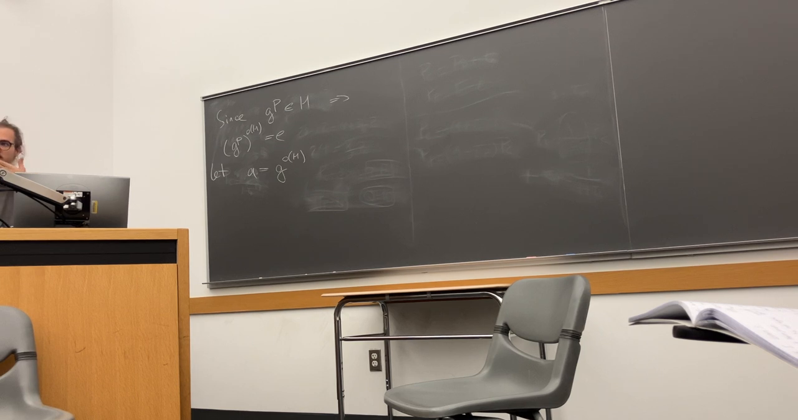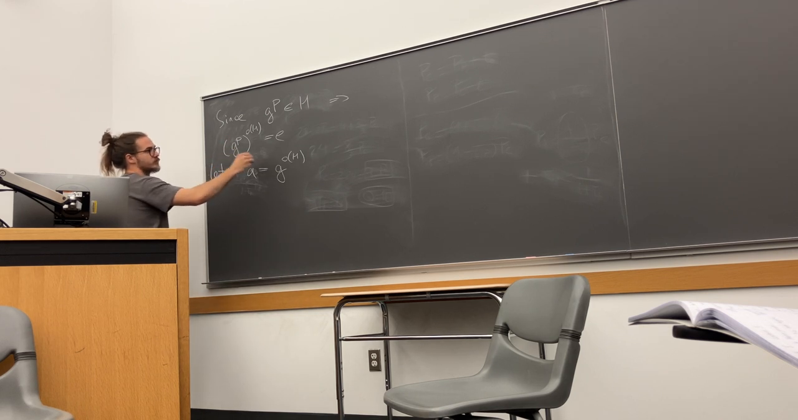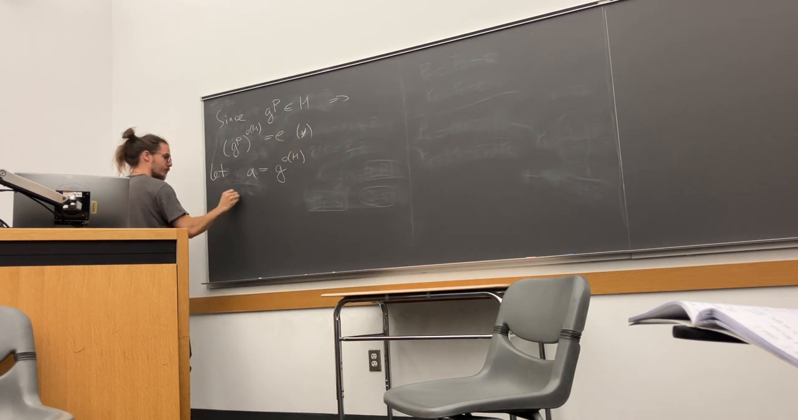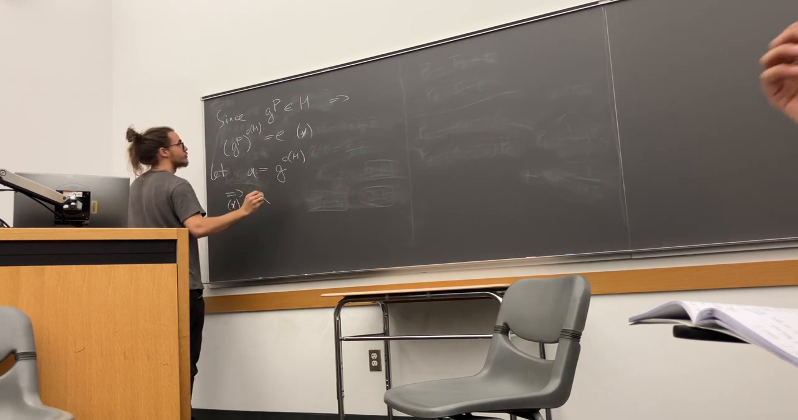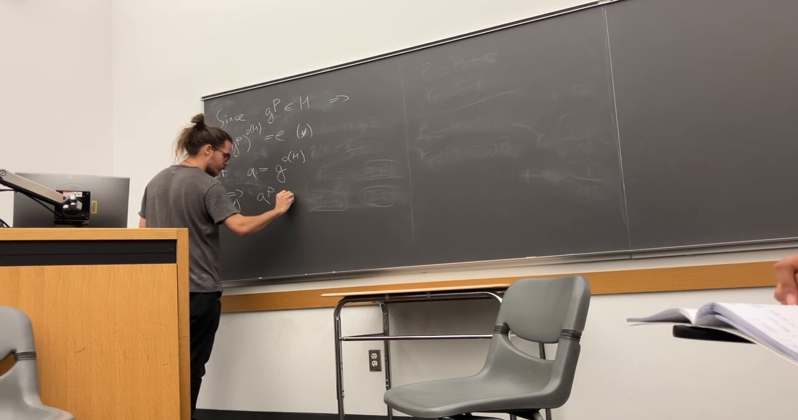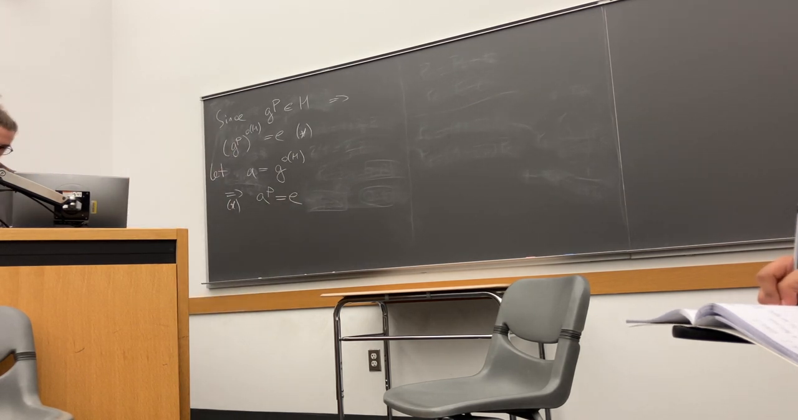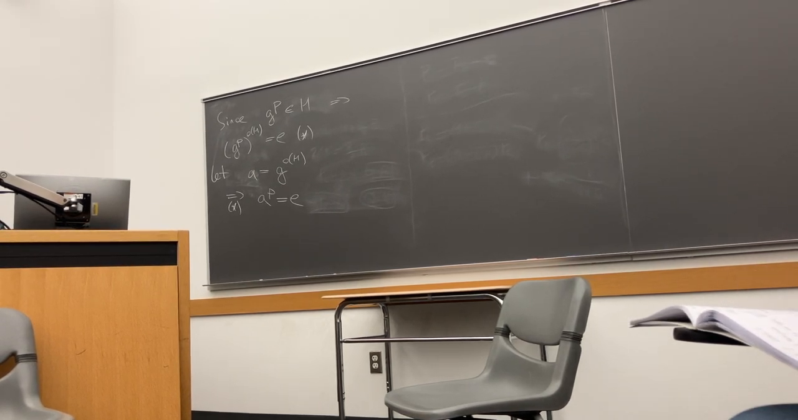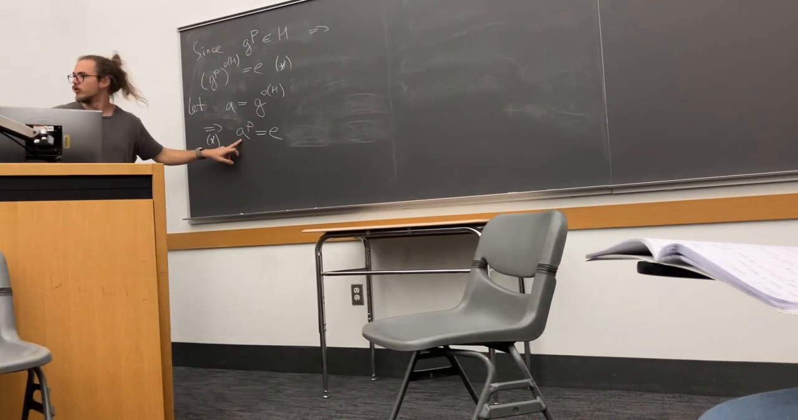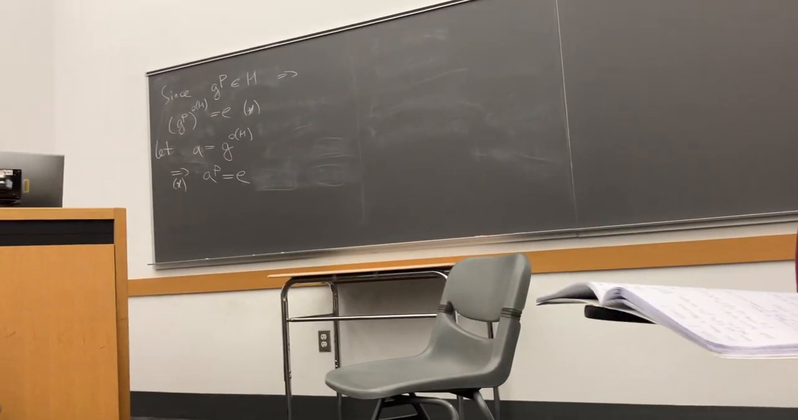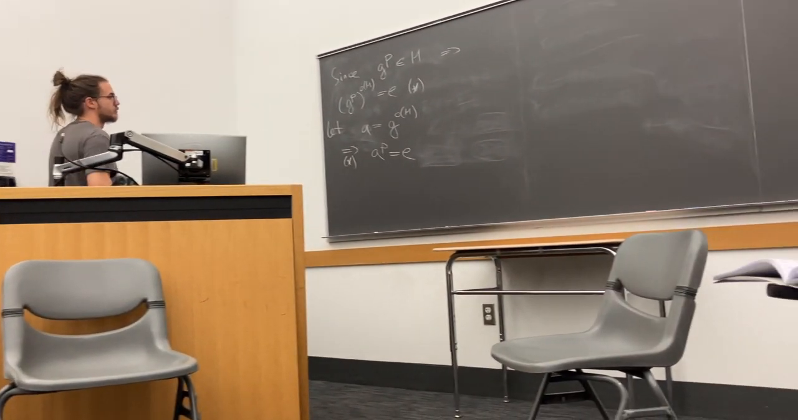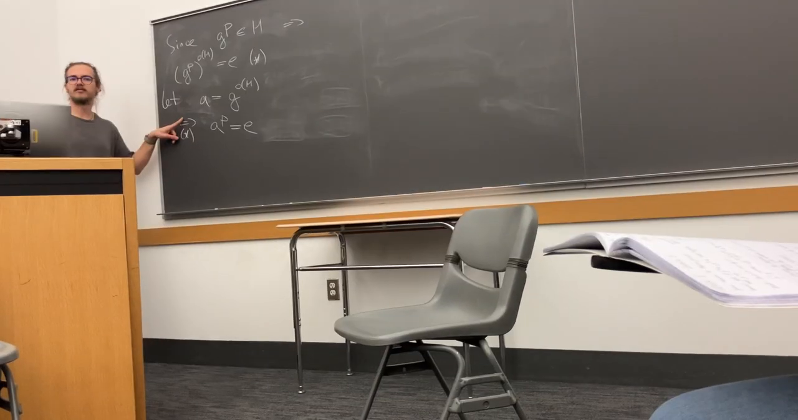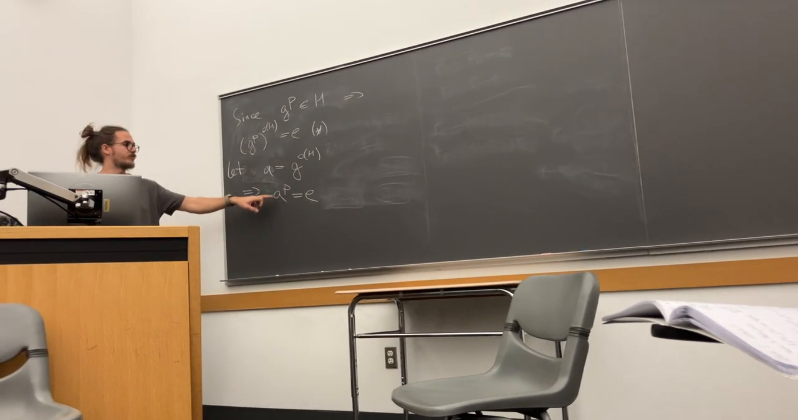It's so that a to the power p equals e. It's because you're just switching which power is inside. So from here we get that a to the power p is equal to e. But we are not done yet. This is definitely what we want. We're trying to prove that the order of a is p.